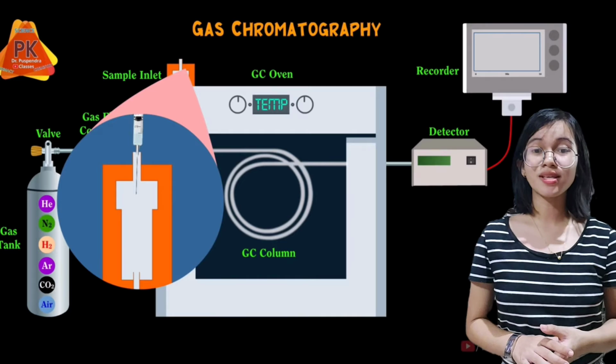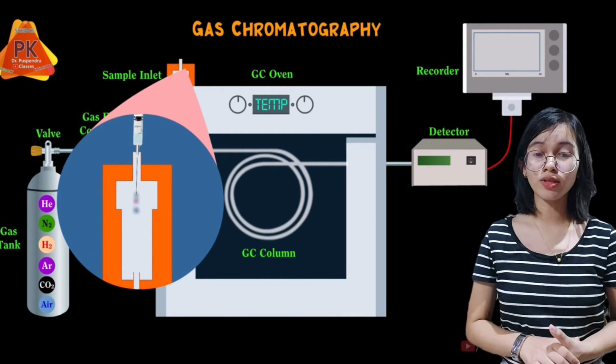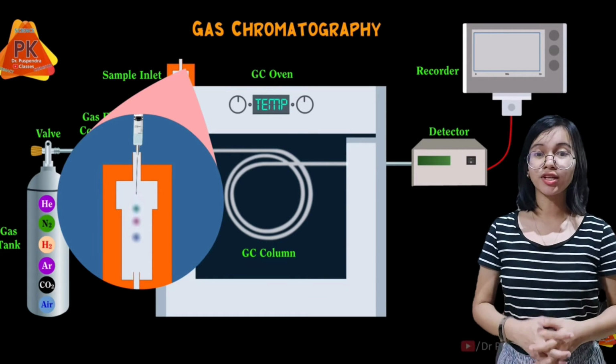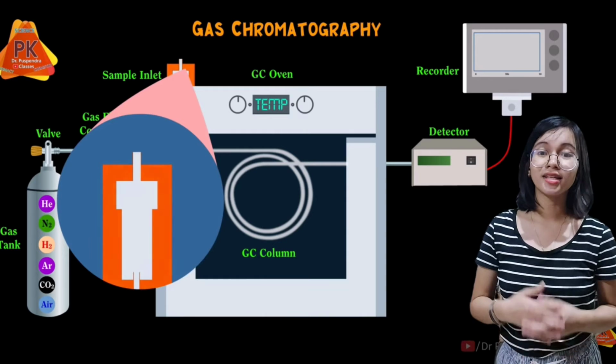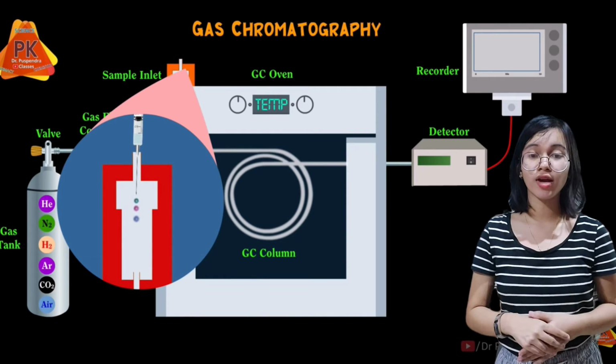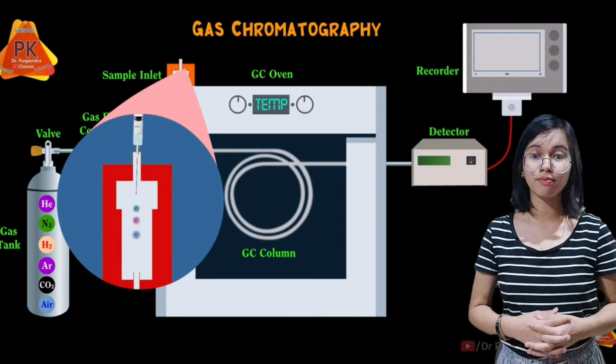If the gas sample is injected, then it will directly go towards the column along with the mobile phase for elution. But if we are injecting a liquid sample, then it will be converted into gaseous form due to the heat created by the heated metal block present in the sample inlet part.